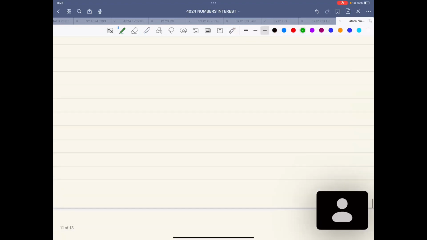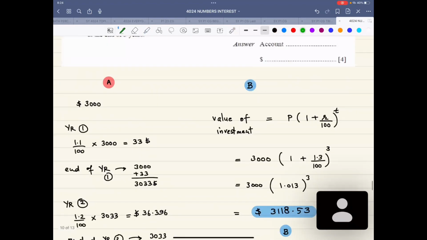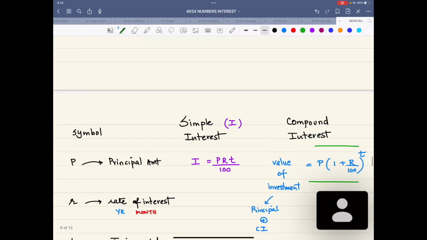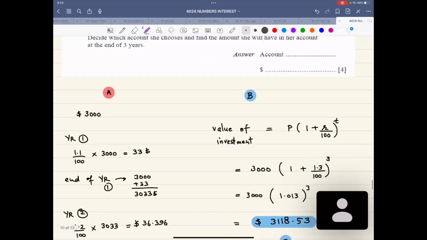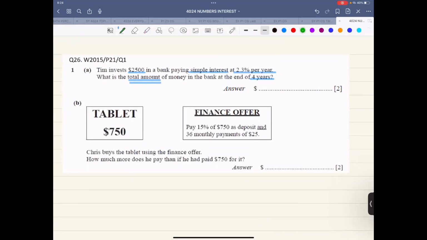First of all, let's look at the formula. The formula is over here. This is the formula for simple interest. Let me highlight it. This is simple interest, and this one is compound interest. Now we have to use the simple interest formula. So I = PRT over 100. P is 2,500, R is 2.3% per year, and the time period is 4 years, divided by 100.